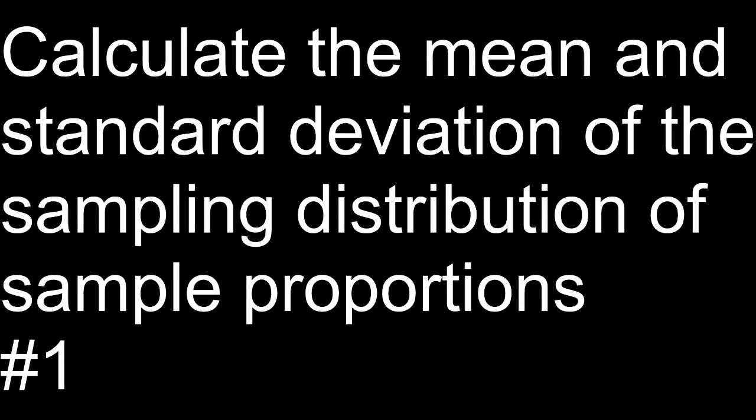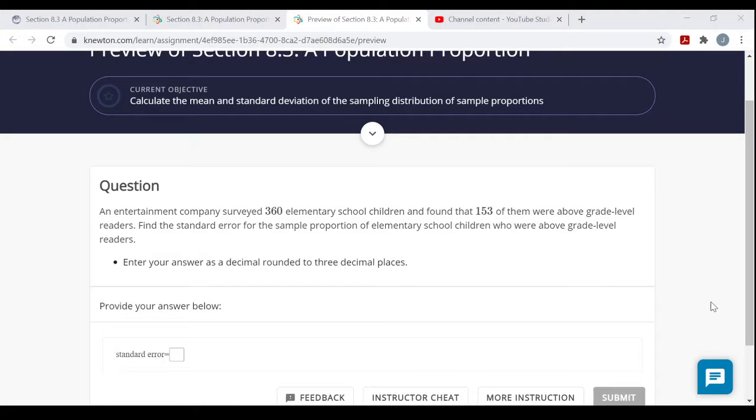This video is on the objective: calculate the mean and standard deviation of the sampling distribution of sample proportions. And this is number 1. This is the first video on a question related to this objective in your Newton-Alta homework. So let's take a look.